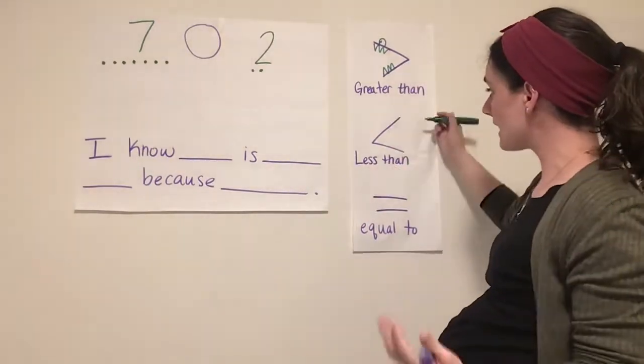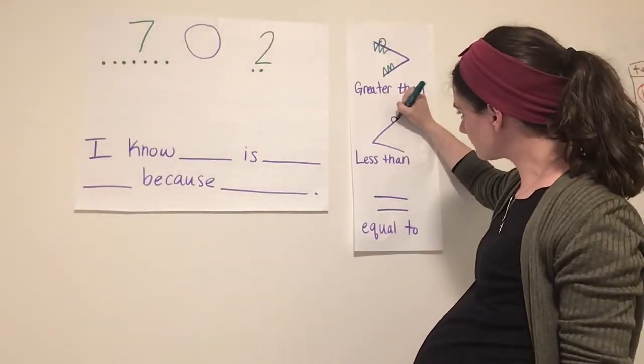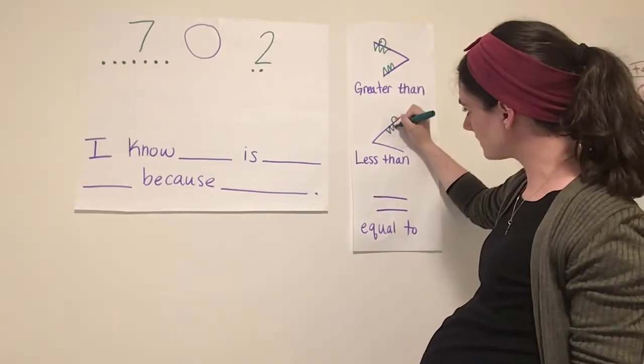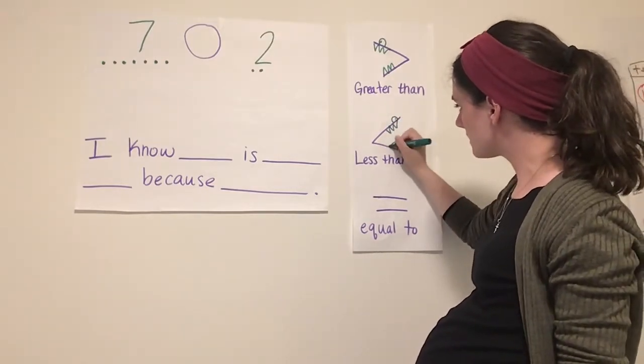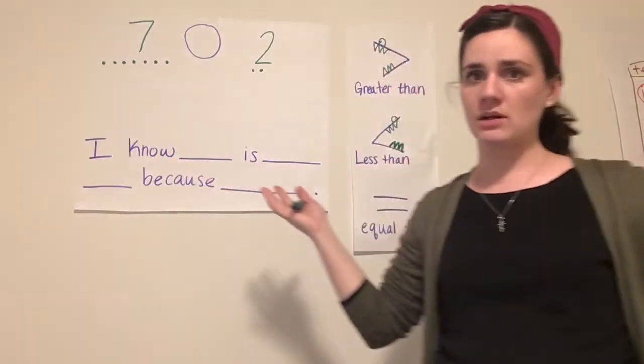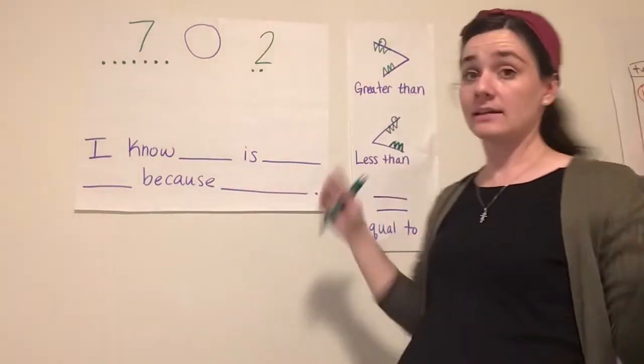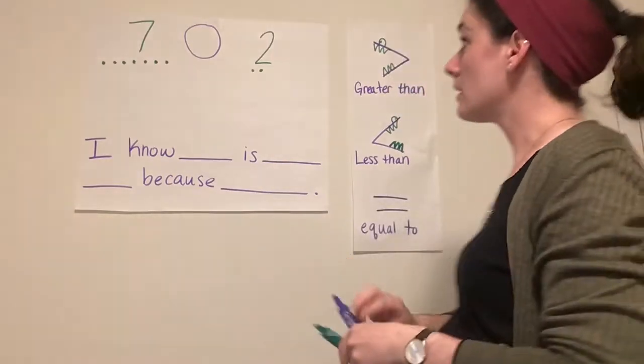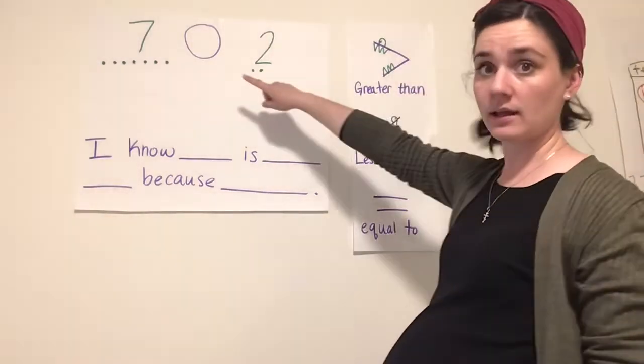Okay? So with less than, we can also turn him into an alligator. Here's his eye, and here's his big teeth. He's so hungry. Does he want the small number, or does he want the big number? The alligator always wants the biggest number. So we have to think, well, which way is it going to go?